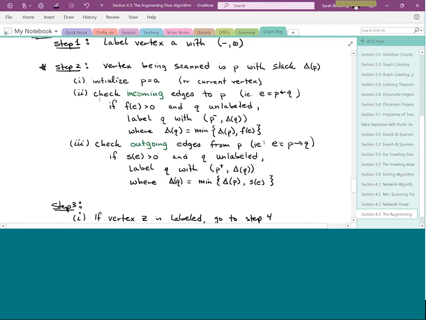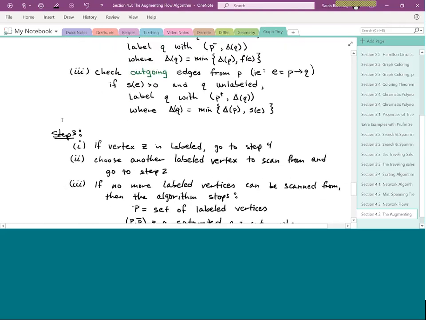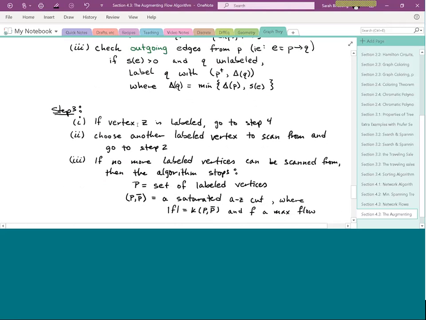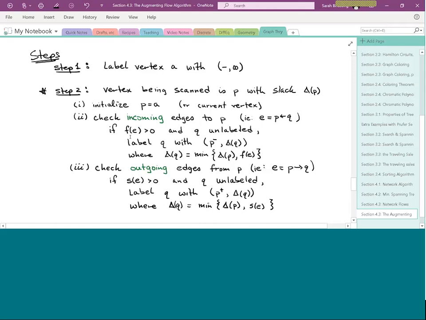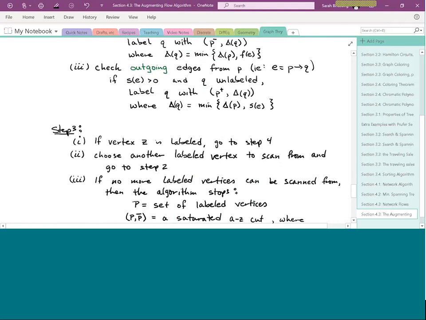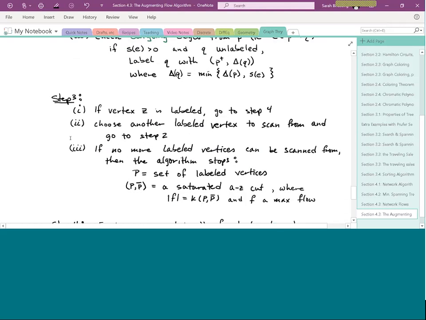Now, when we jump down here to step 3, that's after you deal with step 2 at whatever edge you're scanning from, so scanning from vertex P. After you do step 2 once, you check to see if vertex Z is labeled, the sink, the place you're trying to get to. If it is, we're going to terminate and go to step 4 as the termination step. If, however, you still have unlabeled vertices in your graph, you're going to choose another labeled vertex to scan from, and we go back to step 2. So like in pseudocode, this would be your go-to step.